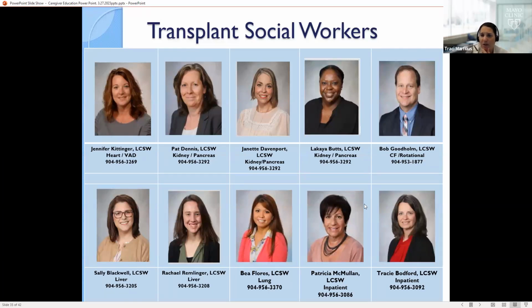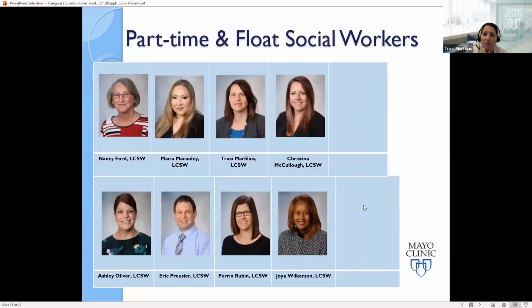Patricia and Tracy right here are actually the two inpatient transplant social workers, and you'll get their information when you're here in the hospital for transplant. And then we also have part-time and float social workers. So we cover for other people when they're off or need extra assistance. So that's Nancy, Maria, myself, Christina, Ashley, Eric, Perrin, and Joya. And you might see these people. You may have seen them for your initial assessment, but we cover.